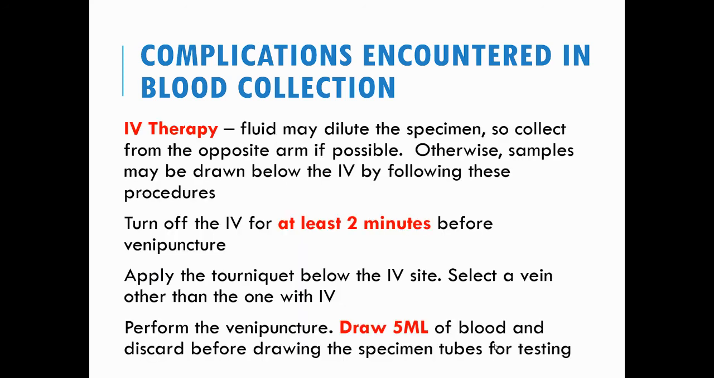IV therapy: the fluid may dilute the specimen, so collect from the other arm. If the IV is in that arm, you should stop the IV for at least 2 minutes, or the nurse should be the one to stop the IV. And again, apply the tourniquet below the IV site and select a vein other than the one with the IV. Perform the venipuncture and draw 5 ml of blood, and discard it before drawing the specimen tubes for testing.